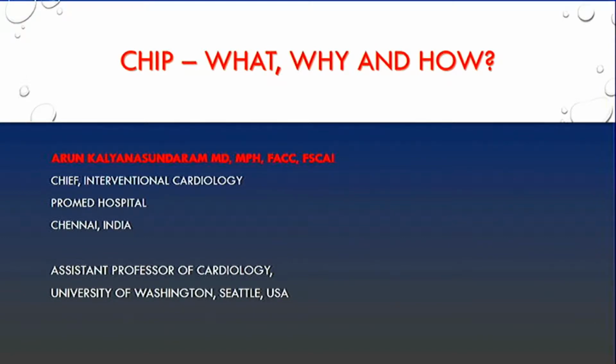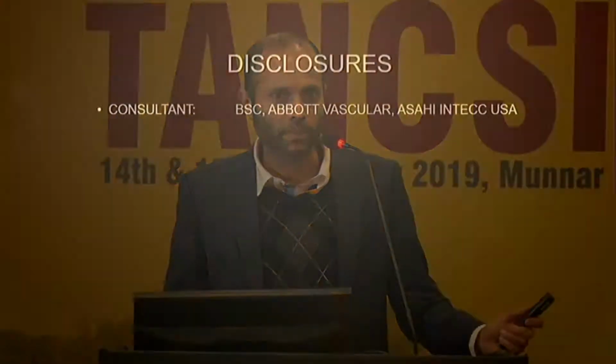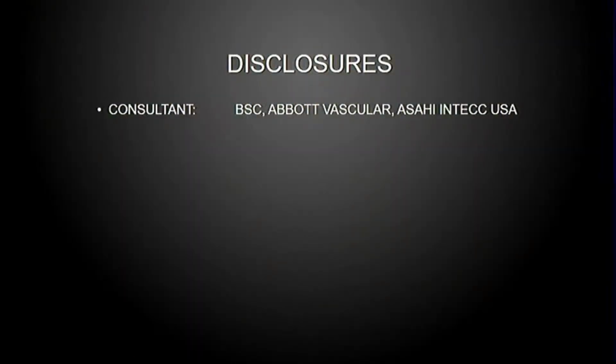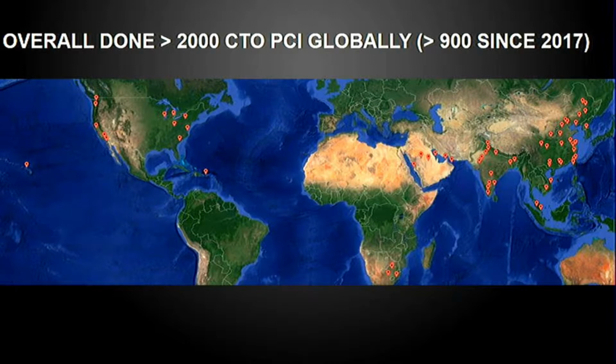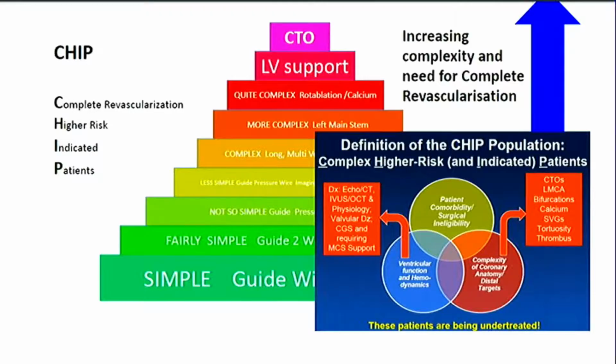So I didn't realize this was a case-based presentation, so I had to tailor it a little bit. So I'm going to show you a couple of CHIP cases. CHIP essentially just means complex, high-risk, indicated patients. And obviously, as part of my disclosure, I do CTOs, done it all over the world. That's kind of what I do.